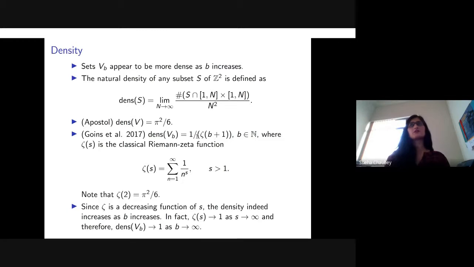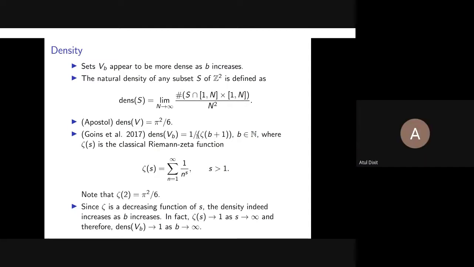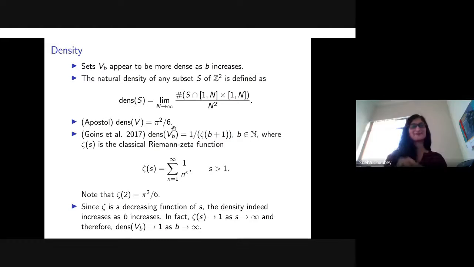This generalized notion of visibility for these curves is not something which we have invented, but was done by Goins, Harris, and a couple of other authors in 2017, very recent, where they already looked at the density. They computed the density to be 1 over zeta of b plus 1, where b is a natural number and zeta is the classical Riemann zeta function. As expected, for b equals 1 it's just 1 over zeta 2, which is pi squared over 6. Sneha, it should be 6 over pi squared. Yeah, sorry about that, thank you, Atul. So the density is 6 over pi squared, not pi squared over 6. It's 1 over zeta 2.